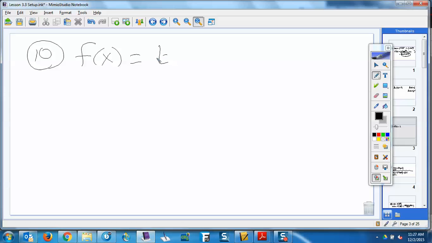Tangent, and then parentheses, square root of x, but it's like the third root. So cube root of x. Yes. Okay? Tangent of cube root of x. So I would first rewrite that as tangent of x to the 1/3, like so. So the inside function is the x to the 1/3, right?